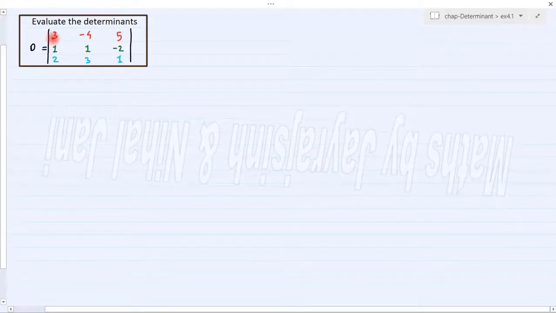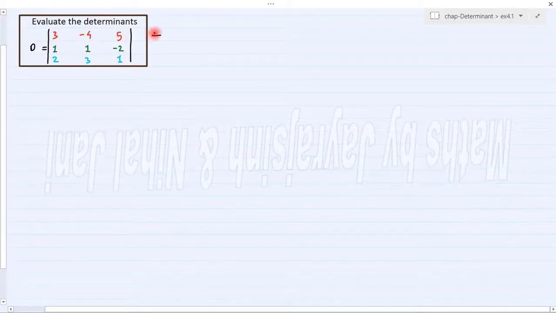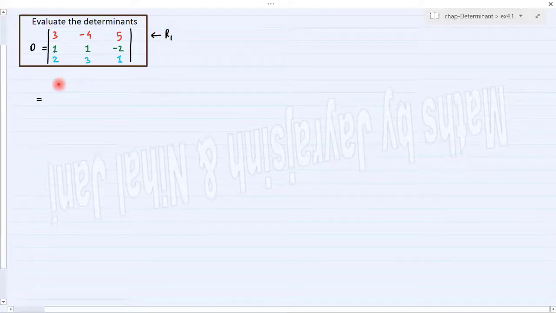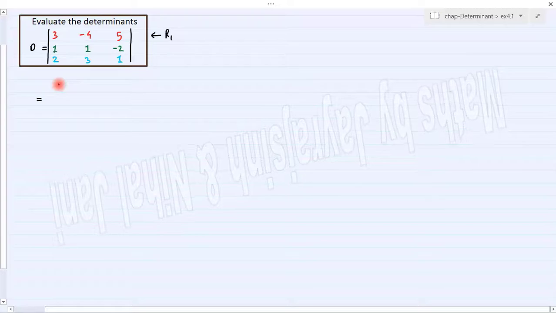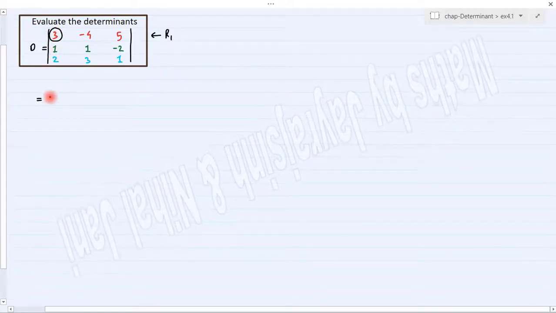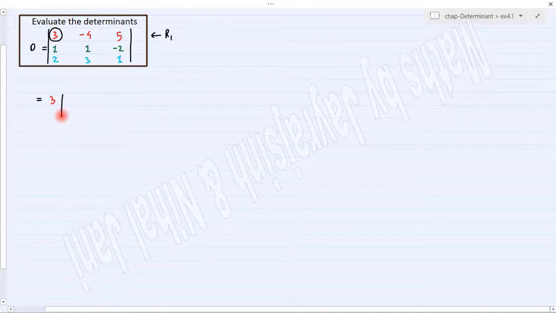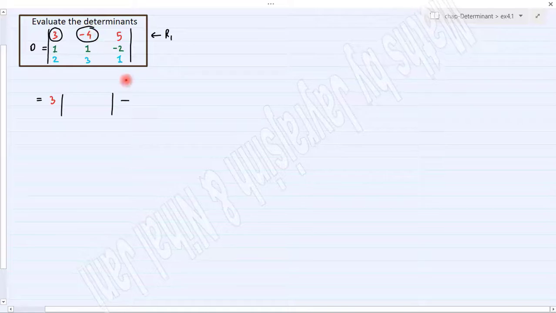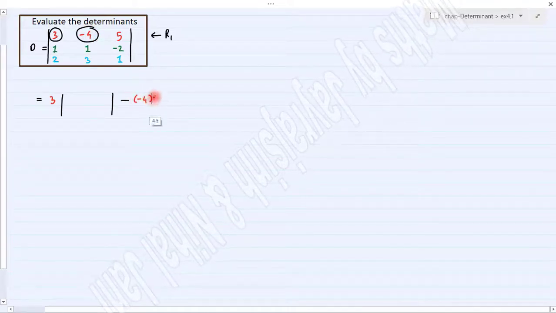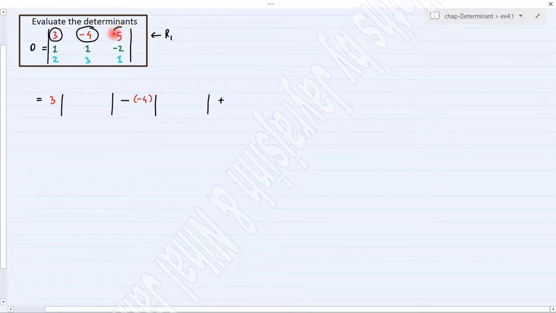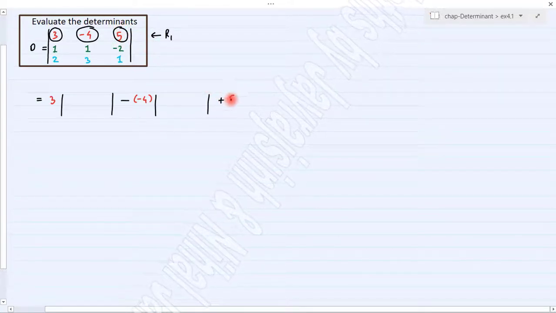We have to evaluate this determinant. So let's expand our determinant with respect to first row. So let's write down the elements of first row and multiply with its cofactor. So your first element is 3, minus the second element, which is minus 4, plus the last element is 5.